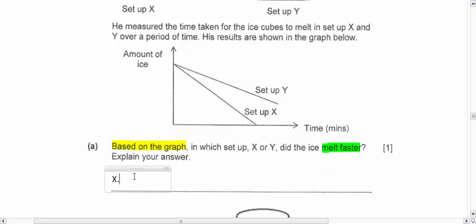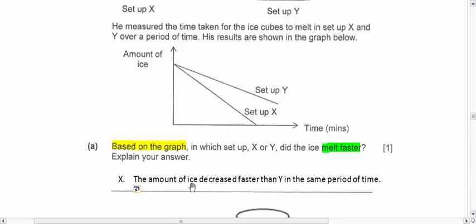So basically X, and the reason is the amount of ice decreased faster. So there are certain keywords that you must have. Comparative, because we're comparing X and Y, so you must always use comparative words. So the amount of ice decreased faster than Y in the same period of time. So let's say we take the same period. X decreased faster than Y.